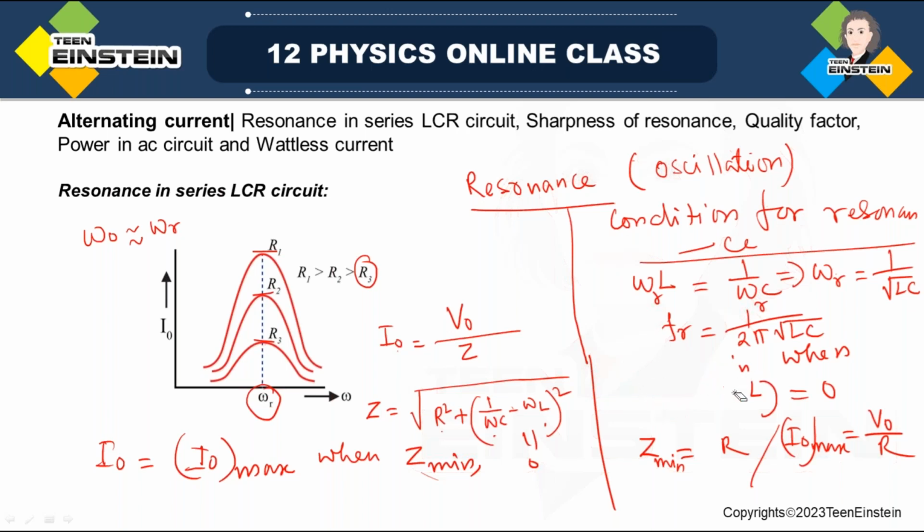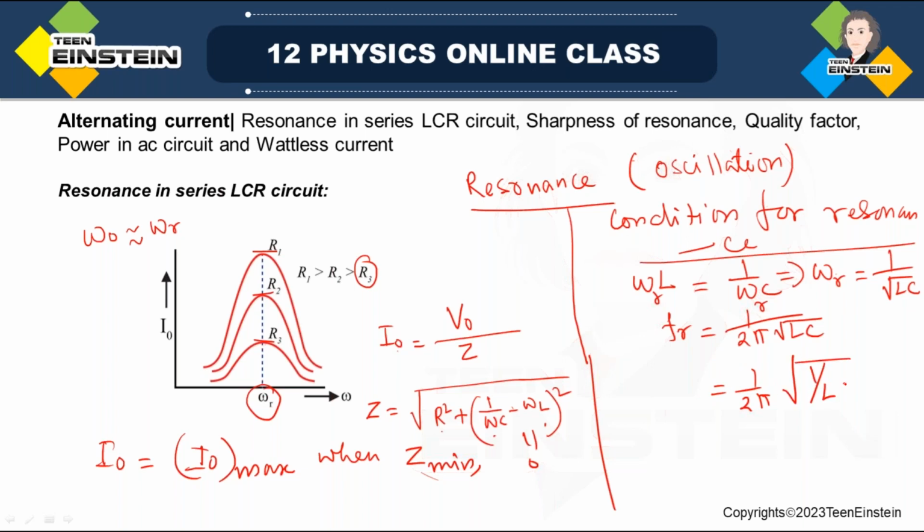What is the condition for resonance? When the external frequency becomes 1 over 2 pi root over LC. We can also write this as root over 1 over LC. So this is called the resonant frequency. There will be frequent numerical problems from this particular condition for resonant frequency.